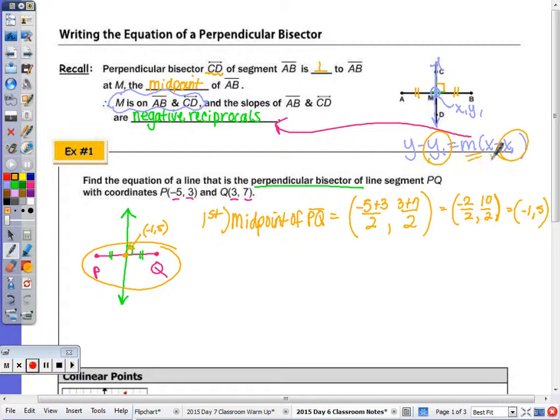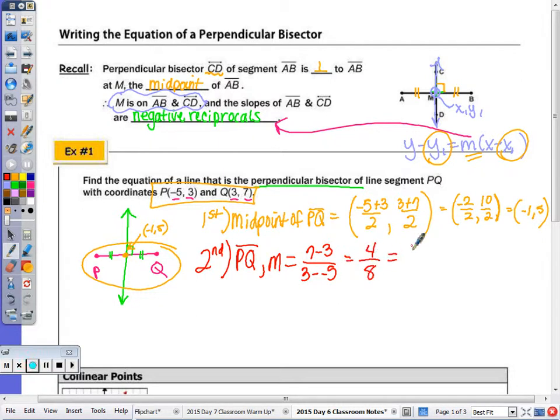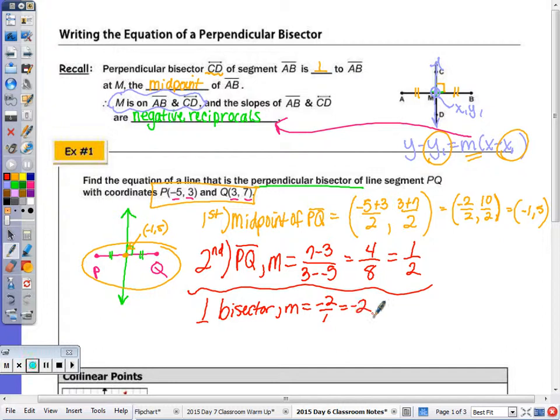What I'm missing is the slope. So since we're given coordinates of PQ, we can find the slope of PQ and then take its negative reciprocal for the bisector. So number two, we want to find the slope of PQ. So for PQ, our slope is change of y over change of x. So 7 minus 3 divided by 3 minus a negative 5. So we get 4 divided by 8, which is 1/2. Now for the perpendicular bisector, the slope's going to be the negative reciprocal. So if I flip and negate 1/2, it becomes negative 2 over 1, or just negative 2.